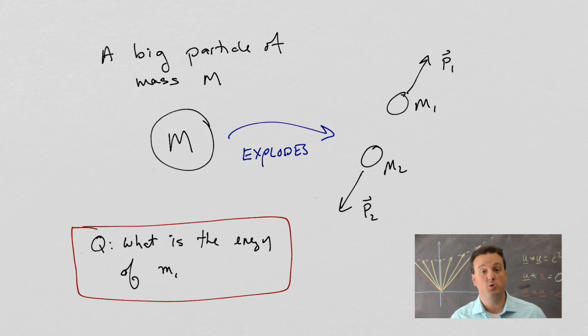So this p1 and p2 are the spatial components of the four-momentum, which only in the non-relativistic limit correspond to the old-fashioned momentum. And what I want to know is, well, what's the final energy of one of these particles?